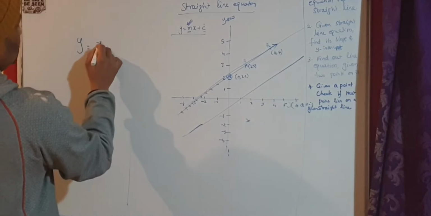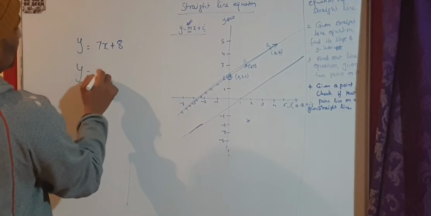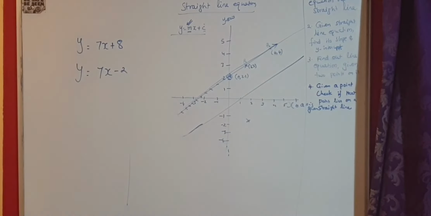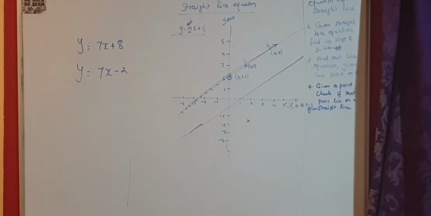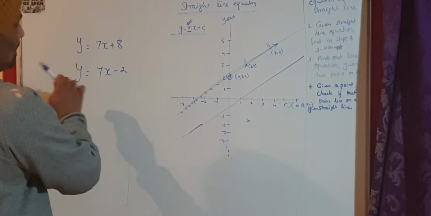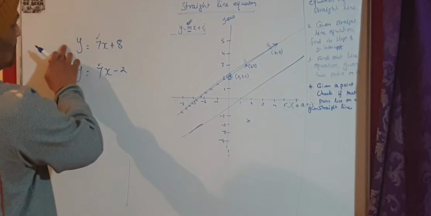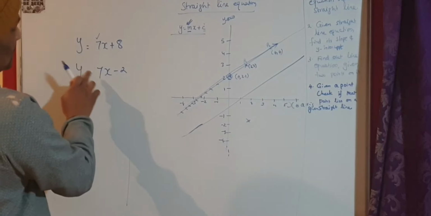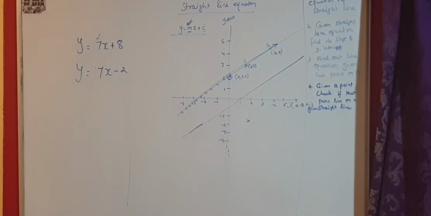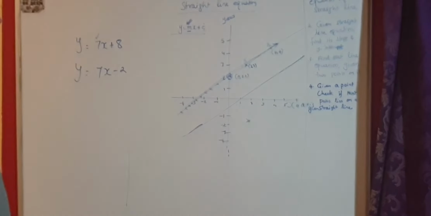y is equal to 7x plus 8, and another one is y is equal to 7x minus 2. Are these two parallel lines? Yes, they are parallel lines, because both these straight line equations have the same slope. The 7 here represents the slope of this equation, and the 7 here is the slope of this equation. This is the first line equation, and this is the second line equation. The slope is the same for both equations. That's why these two are parallel lines.